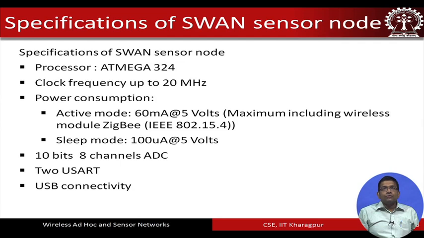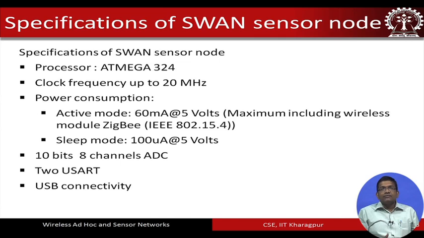ATMEGA 324 processor is used. The clock frequency is up to 20 megahertz. Power consumption in the active mode is 60 milliamperes at 5 volts input, and in the sleep mode it is 100 microampere at 5 volts input. Then a 10 bit, 8 channel ADC is used, analog to digital converter. And 2 USART and USB connectivity.